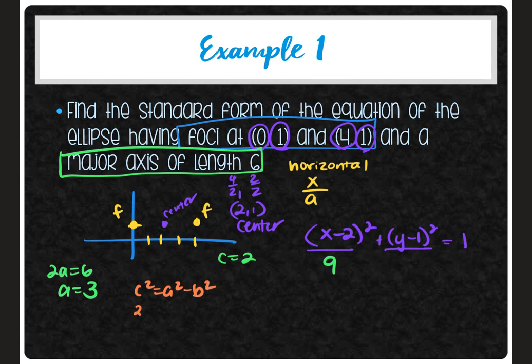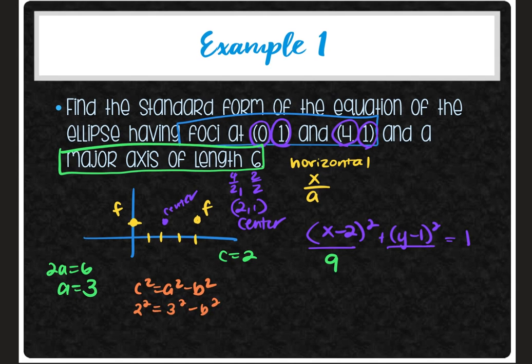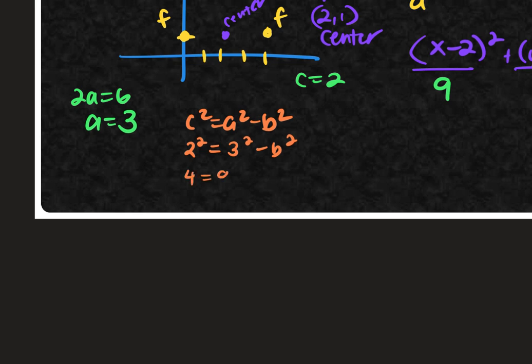So c squared is 2 squared, a squared is 3 squared, and I get 4 equals 9 minus b squared. Negative b squared equals negative 5, so b squared equals 5.